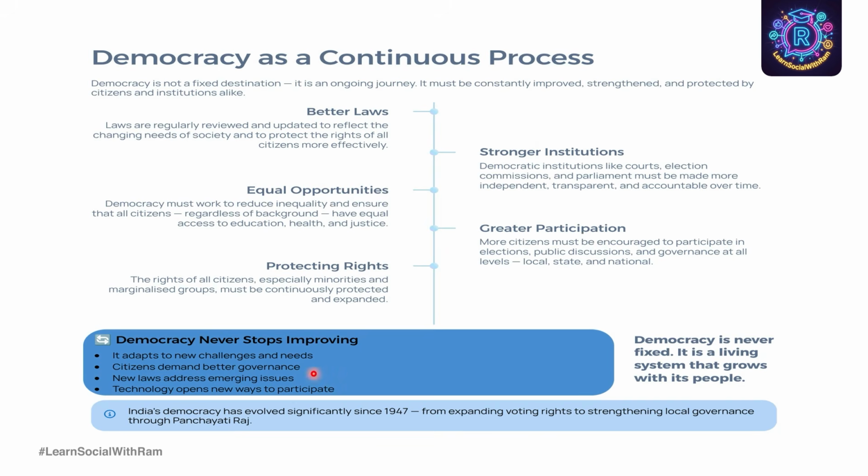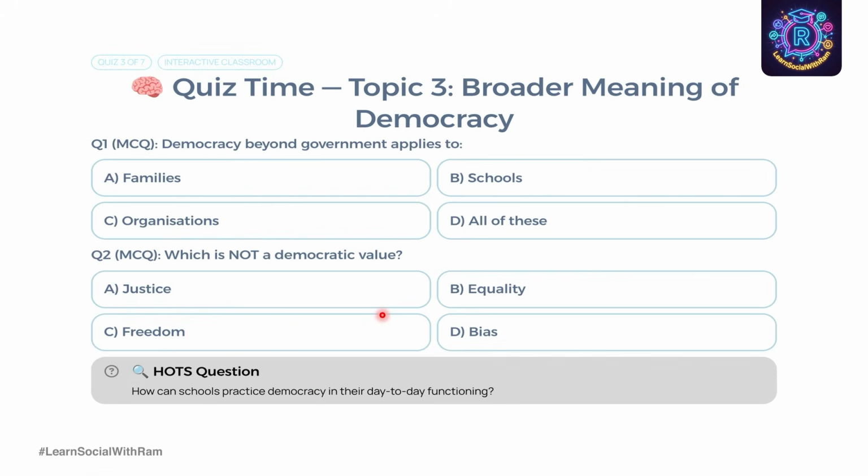It never stops improving, correct? Democracy is never fixed. It is a living system that grows along with its people. And these are the broader meanings of democracy. I hope you got the exact broader meaning of democracy.